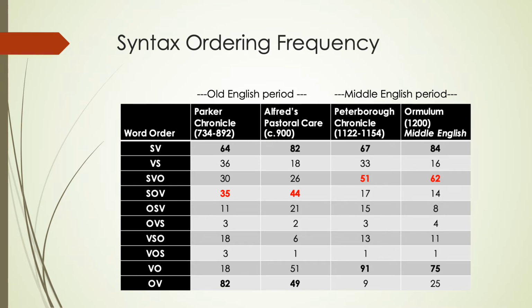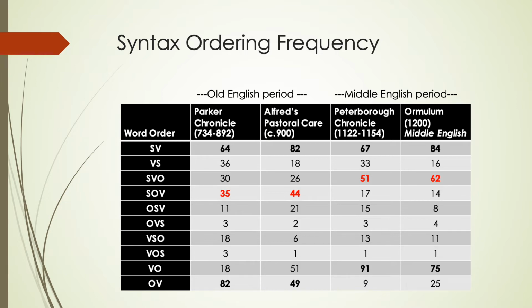So you'll notice that shift, even though you see variation throughout all of these periods, that there is a preference for subject, object, verb constructions in Old English, and that switches by the 1100s and into the Middle English period, where you see a preference instead for subject, then verb, then object.